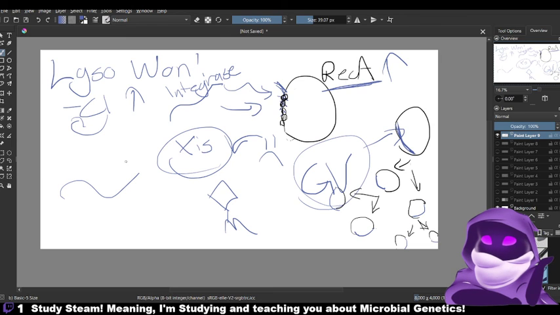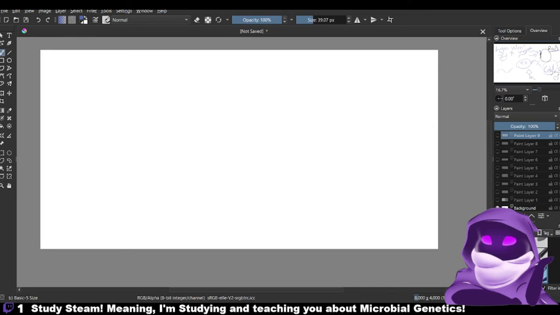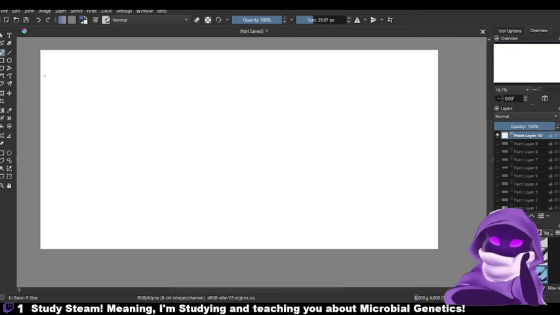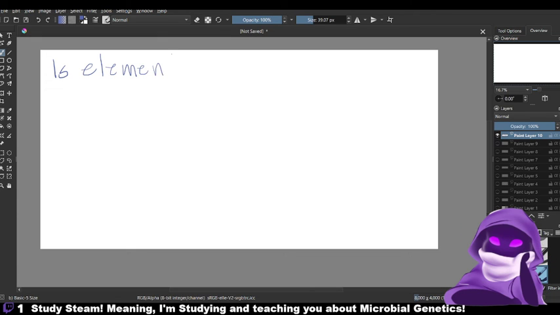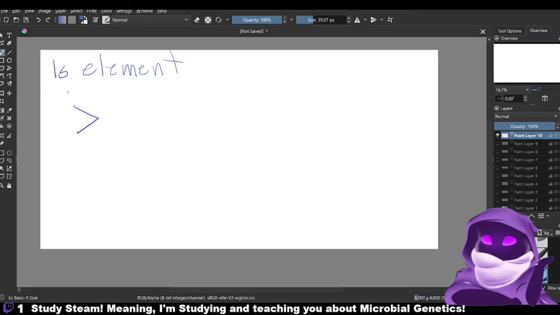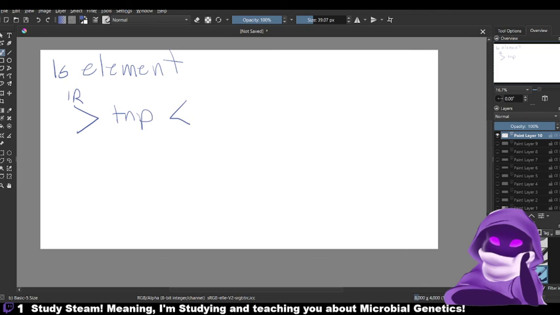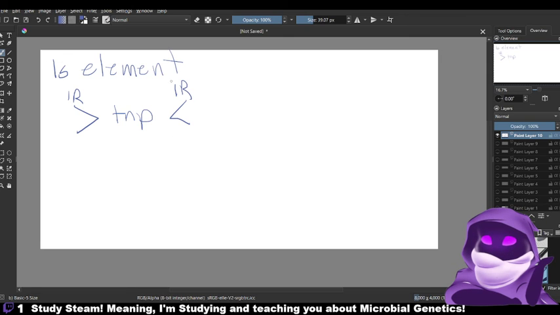Anyways, how do you actually excise yourself? So, we are lysogenic. There has been something that has upset us. We are now having lots of RecA. How do we actually remove ourselves? Well, it's an excision element. There are these things called inverted repeats, IR for short. And then we have our transposase, and another inverted repeat. These two inverted repeats tell the virus, well, this is where the end is.